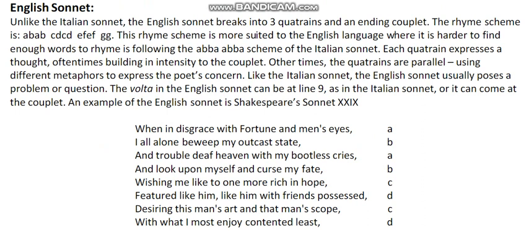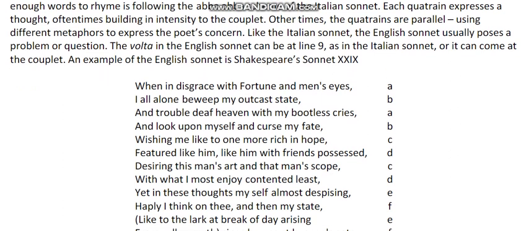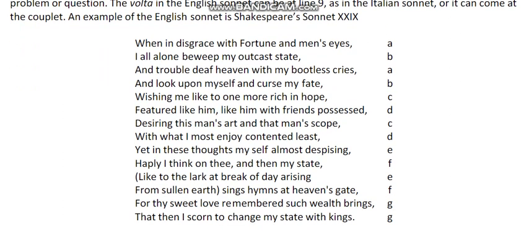Like the Italian sonnet, the English sonnet usually poses a problem or a question. The volta in the English sonnet can be at line 9 as in the Italian sonnet, or it can come at the couplet. An example of the English sonnet is a Shakespearean sonnet, which has been mentioned below, and it has the rhyme scheme ABAB, CDCD, EFEF, and GG.